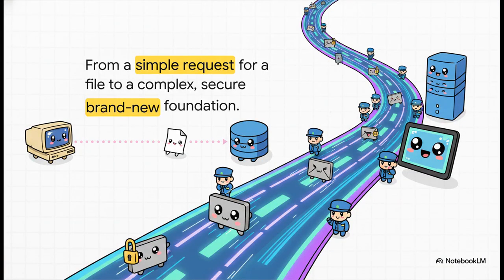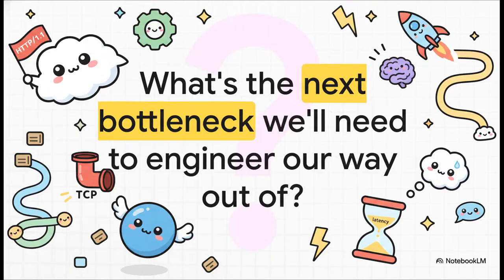What started as a simple request for one file has become this sophisticated, multi-layered, secure conversation that's constantly being re-engineered for the demands of the modern web, all running on a brand new foundation. So that leaves us with one final question to chew on. We've engineered our way around inefficiency, concurrency, and transport layer bottlenecks. The protocol has been rewritten again and again for speed and complexity. So what's next? What's the next big problem that will force us to reinvent the language of the web all over again?